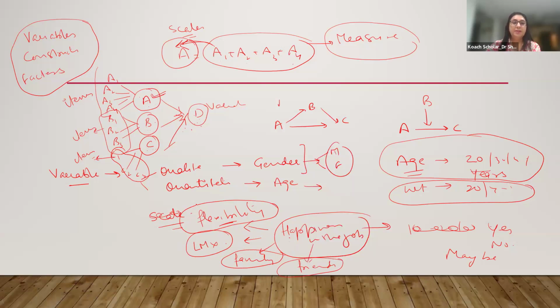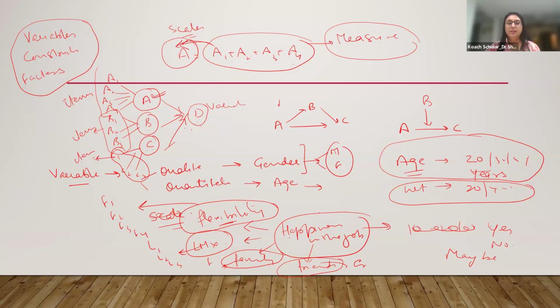And this flexibility will be measured by certain items, F1, F2, F3, F4. LMX, L1, L2, L3. Family, F1, F2, F3. Friends, FR1, FR2, FR3, FR4. So we have a zero order construct, right? We have a first order and second order. I will not go into that, but I'm just explaining things like that.